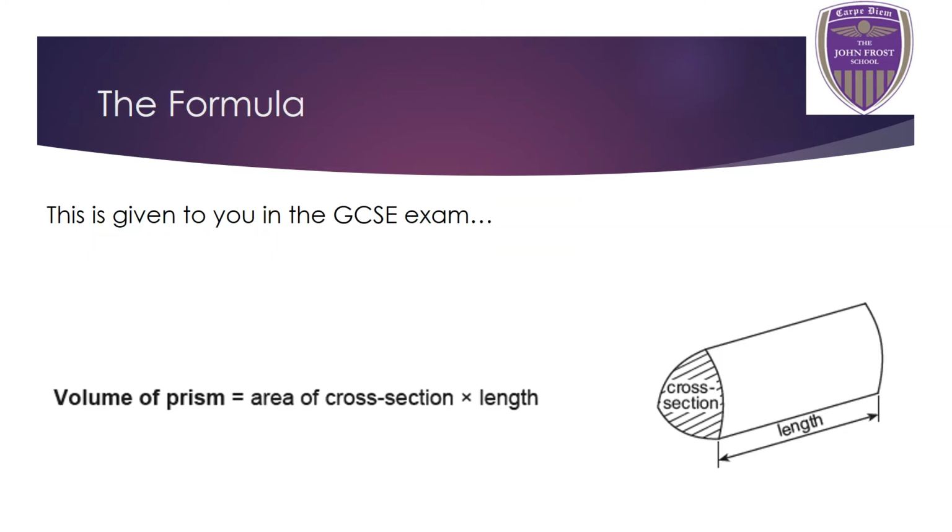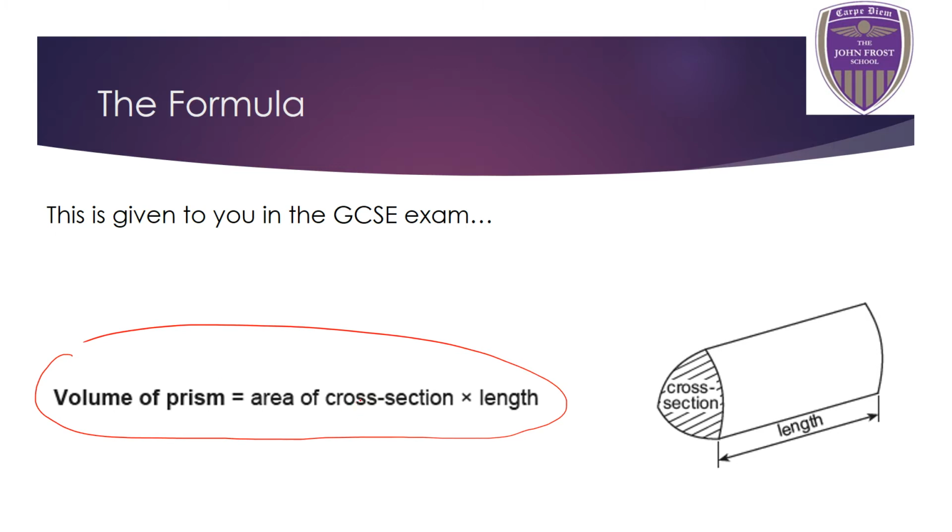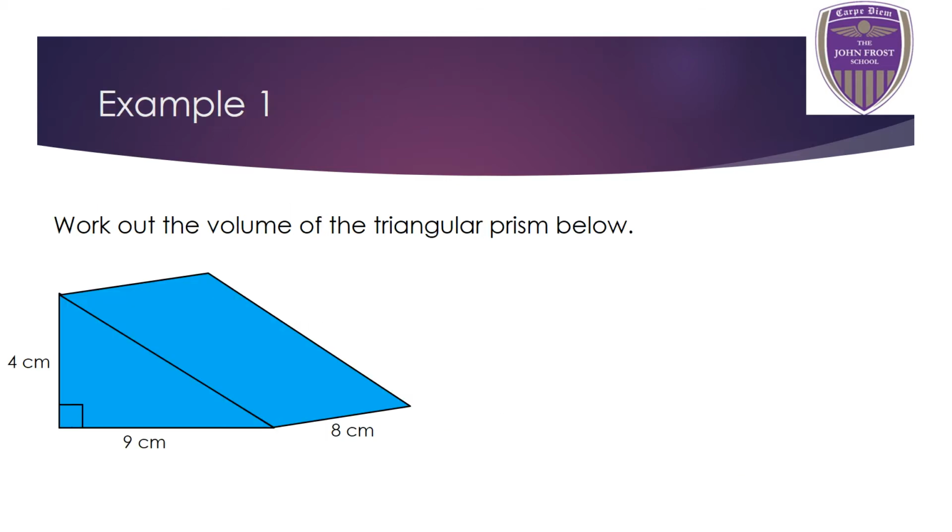The formula for a prism's volume is actually given to you in the exam. It's in the front of all exam papers. You just do the area of the cross section, the flat bit you can see here, and you times it by the length here. That's all you have to do. So remember that, it's very easy. Let's do an example then. We're going to focus on triangular prisms today.